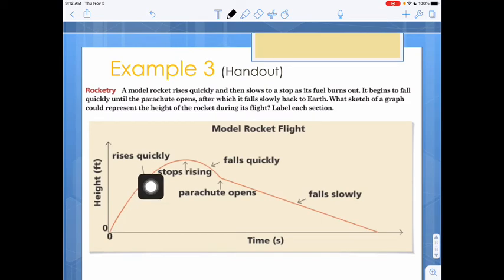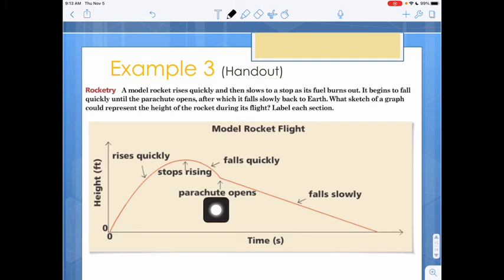So rising quickly would be increasing from left to right at a pretty steep rate. And then it says it slows to a stop. So it's going to slow down, less steep, and then it's going to stop up here as the fuel burns out. It begins to fall quickly. So instead of rising, it's going to now start to drop from left to right.